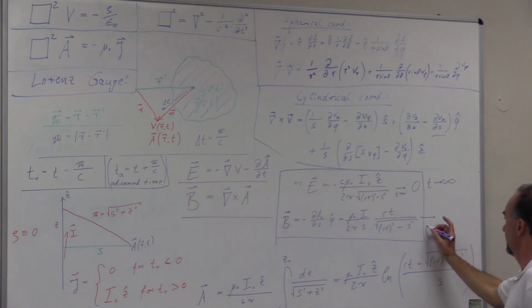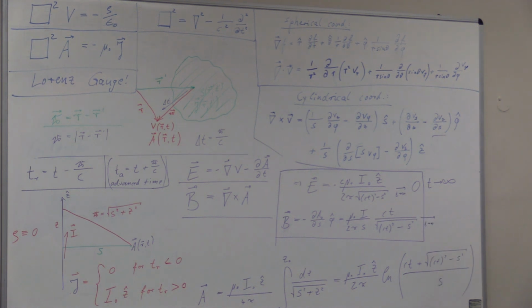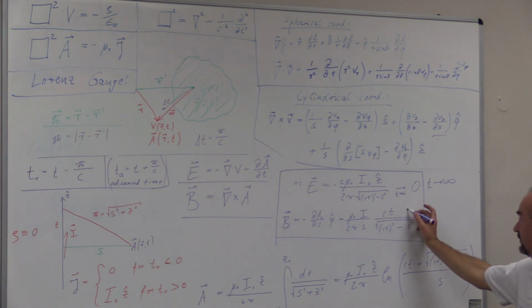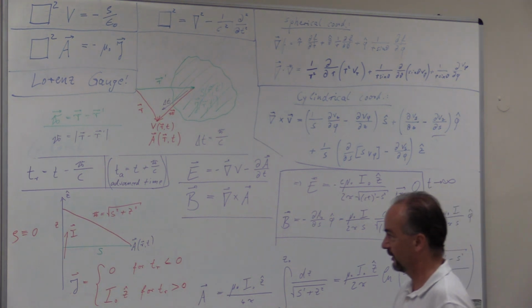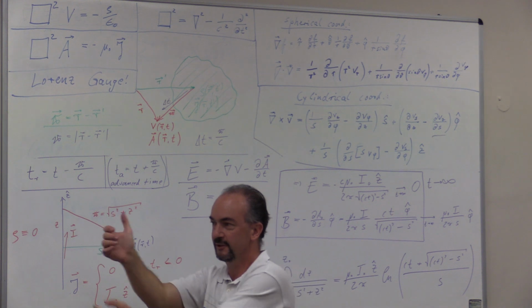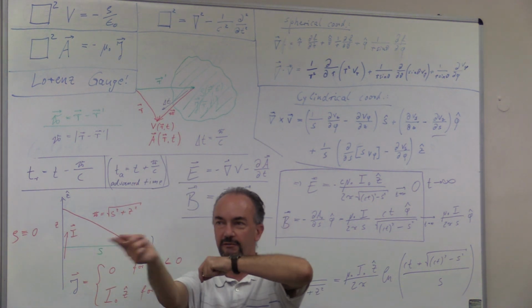And here, if we take time to infinity, then the ct will dominate over the s. Just take the square root, get ct over ct. The whole thing does, by the way, I forgot the phi. This whole thing just becomes 1. So it goes to mu naught I over 2 pi s in the phi direction. Which is also what you know classically. If you have a wire, you see a magnetic field curling around it, right? So in the phi direction.